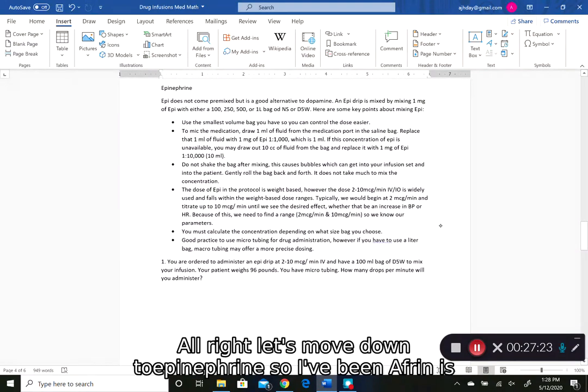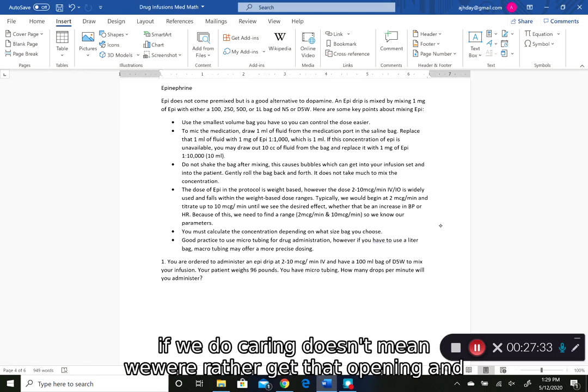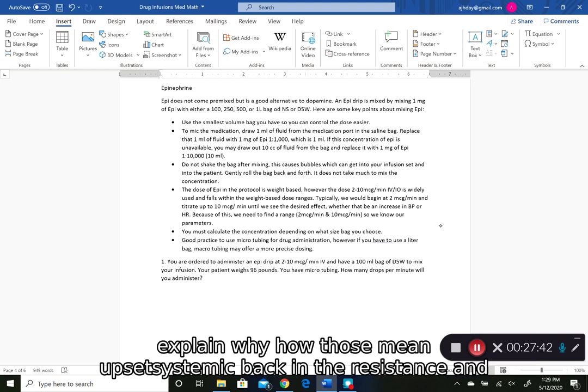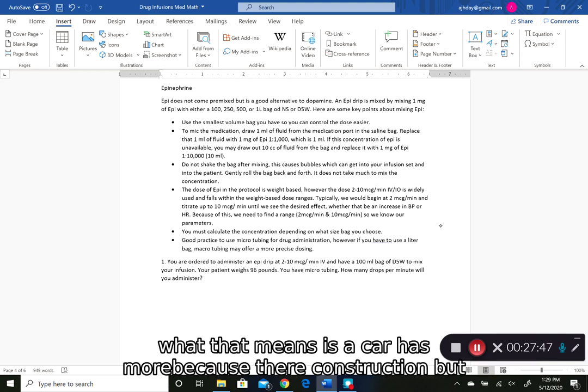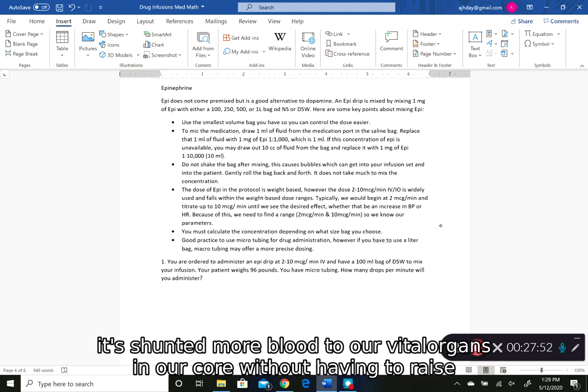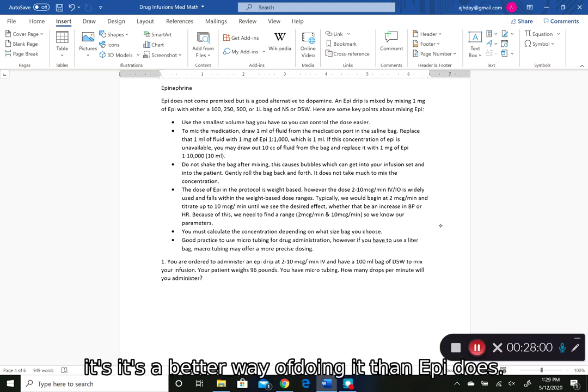All right, let's move down to epinephrine. So epinephrine is not premixed for us. It is a good alternative to dopamine, but if we do carry dopamine, we would rather give that dopamine. And if you remember back to the drug review lecture in 132, I kind of explained how dopamine ups that systemic vascular resistance. And what that means is it causes more vasoconstriction, but it's more vasoconstriction in the periphery and not the core. So it's shunting more blood to our vital organs in our core without having to raise the heart rate as much.